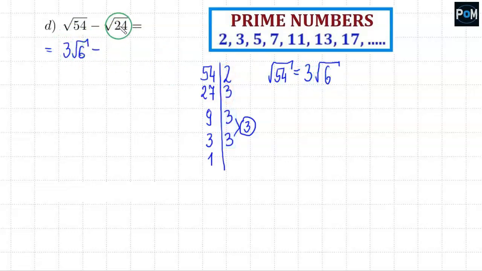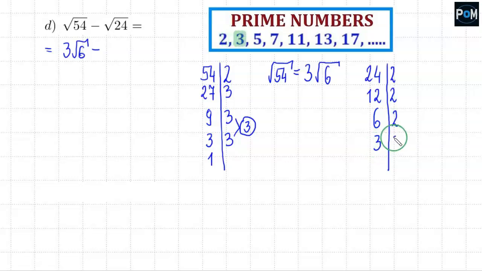I'll do the same with the number 24. I'll factor the number 24 into prime factors. It definitely is divisible by 2. 24 divided by 2 is 12. 12 divided by 2 is 6. 6 divided once more by 2 gives 3, and 3 can only be divided by 3, resulting in 1.